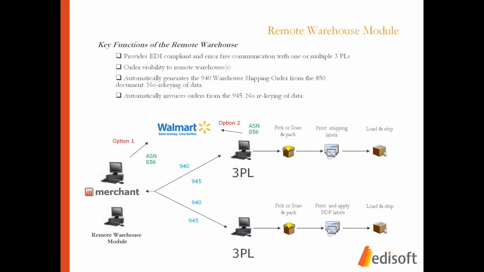It can also be deployed where a supplier elects to have an ASN 856 EDI document created and sent through their own systems or in-house systems. The GS1 labels can be generated by the supplier and then sent in PDF format to the 3PL, where the labels are printed and attached to outgoing shipments. So you've got either one of those options available through Edisoft's remote warehouse module.